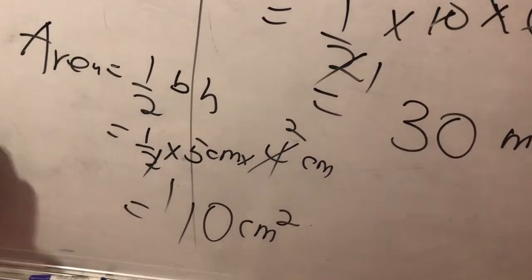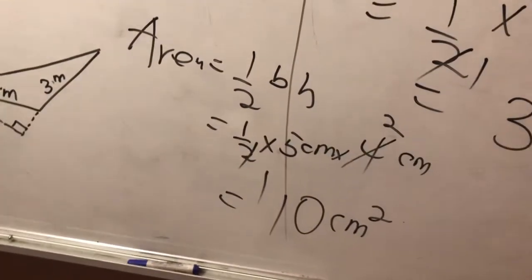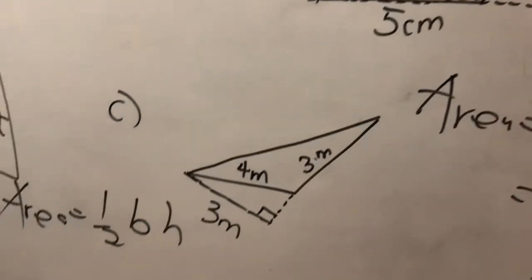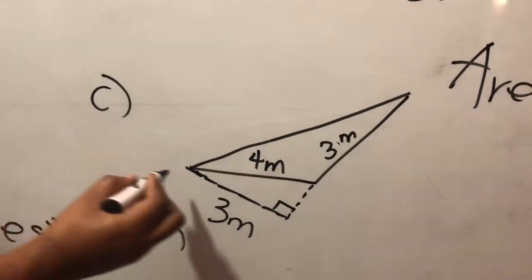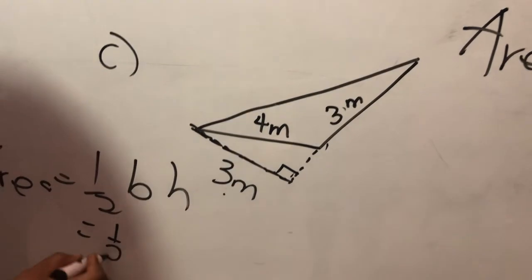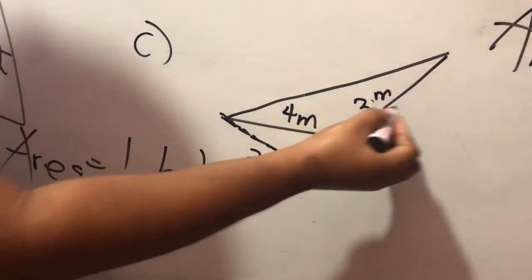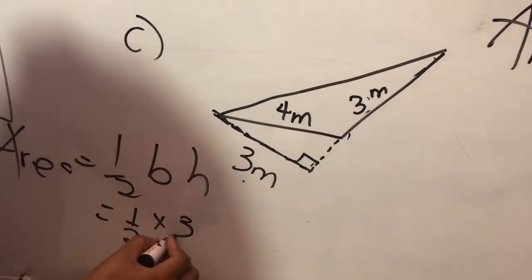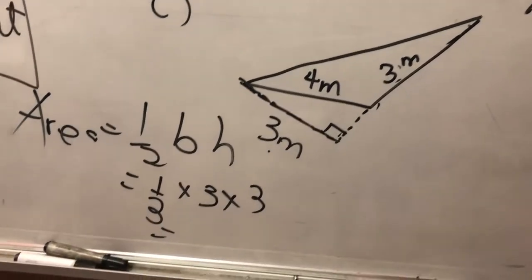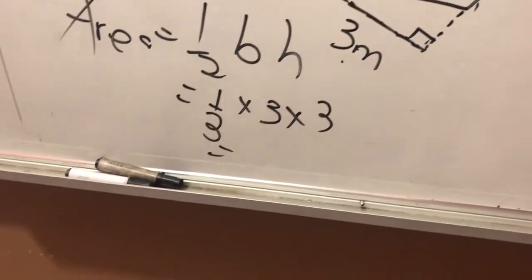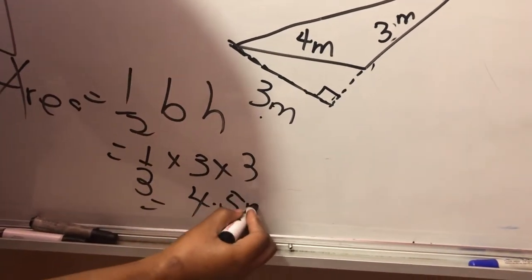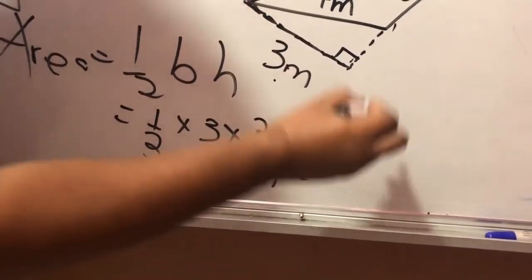The final question for the day. It's a triangle, so our formula is area is equal to half base times height. Which one is our height? This is our height, 3 meters. So half, and our base comes first. So this is our base. Our base is 3. Our height is also 3. So we are going to cancel out and we get a decimal, which is 4.5. Meters squared.